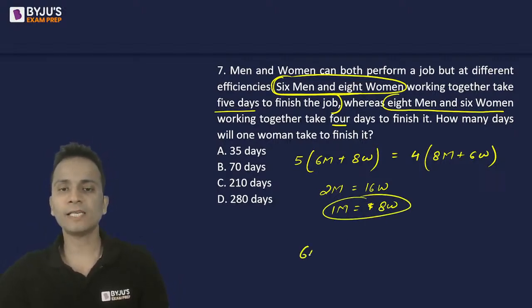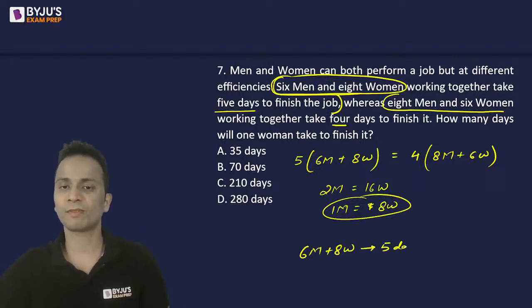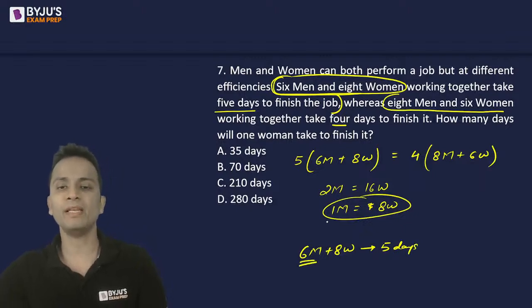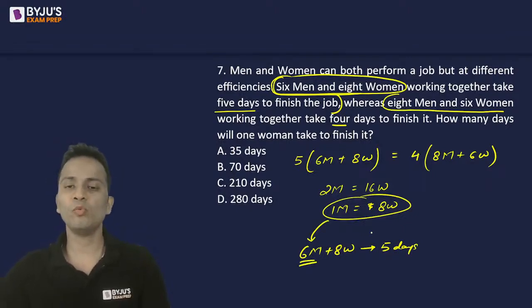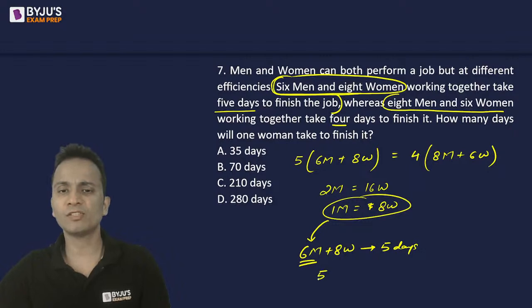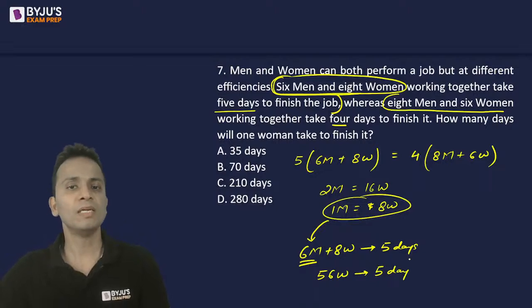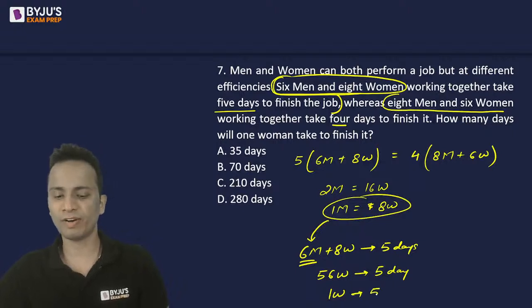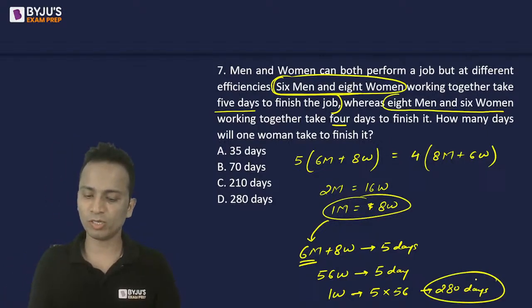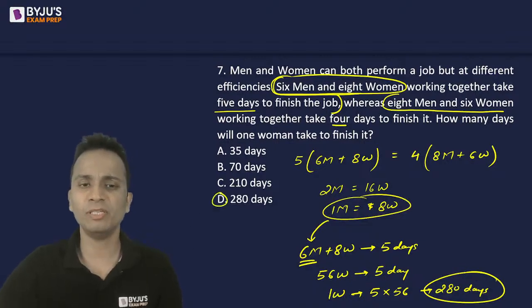Now I know that 6 men and 8 women can finish the work in 5 days. If I convert all these men into women, 6 men will be equivalent to 48 women. So 48 women plus 8 women, that is 56 women can finish the work in 5 days. In how many days can one woman finish? One woman will be able to finish the work in 5 multiplied by 56, that is 280 days. So simple logic of time and work, 280 days will be the correct answer.